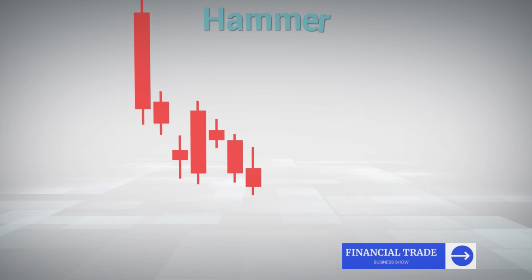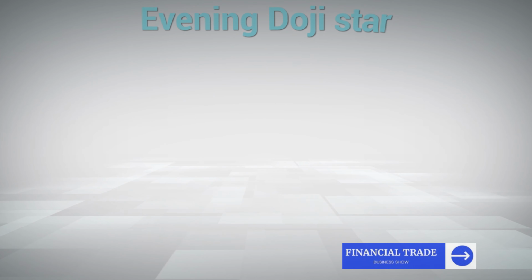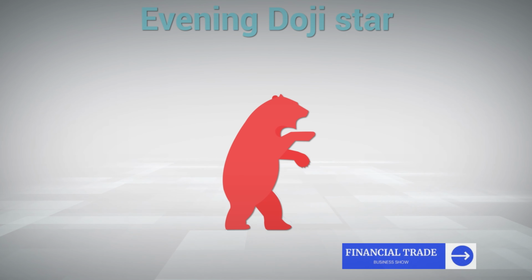After consecutive falls in price, a short red candlestick appears whose shadow is longer than its body. Evening Doji Star. A 3 candlestick reversal pattern indicating only a bearish outlook.